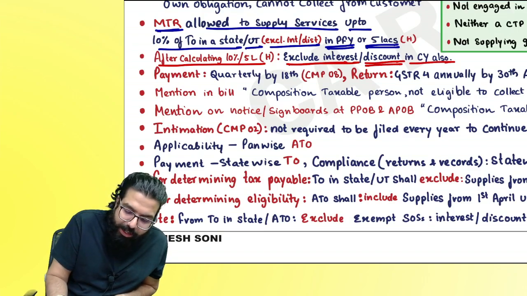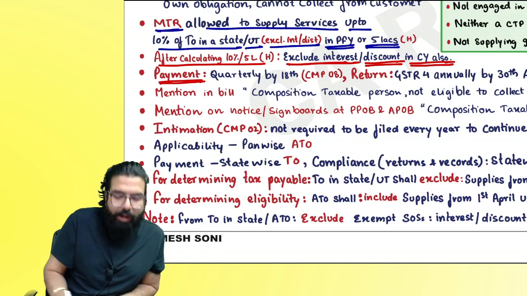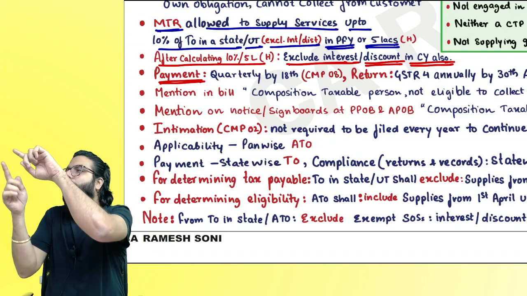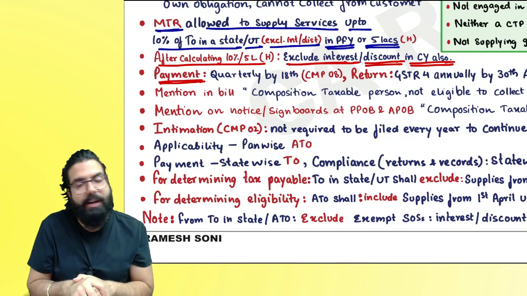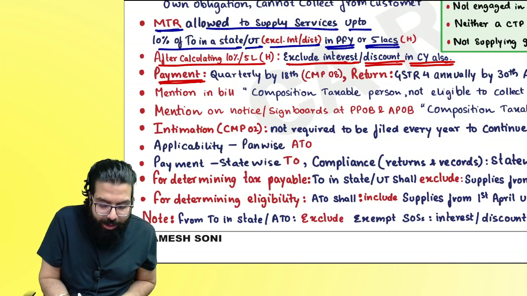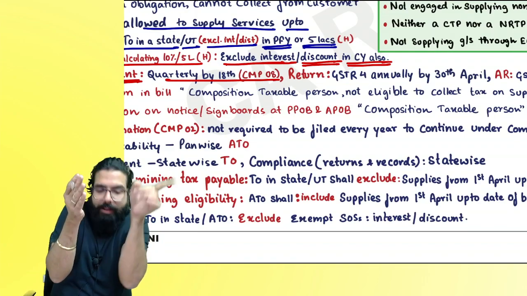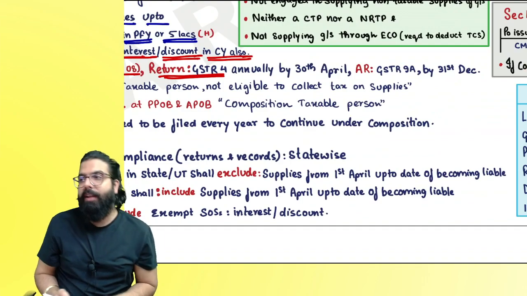Interest or discount in the current financial year also. Sir, what are the various returns and forms we have to file for every quarter? When the quarter ends, by 18th you have to make the payment of the tax and file CMP08. Annually, once the year gets over, by 30th April you have to file GSTR4.